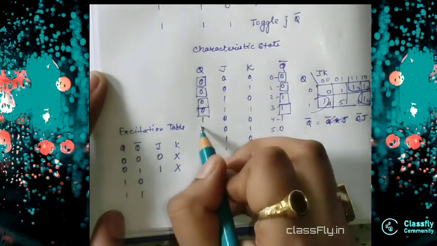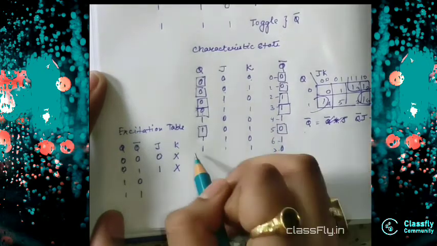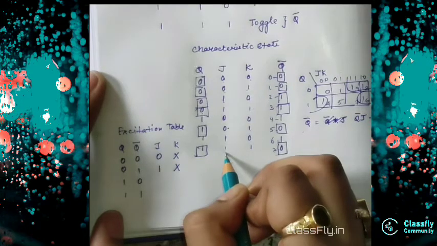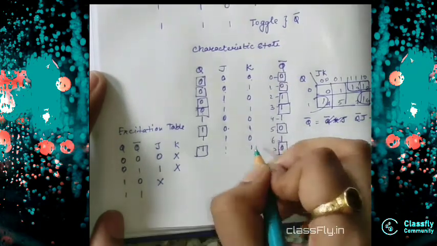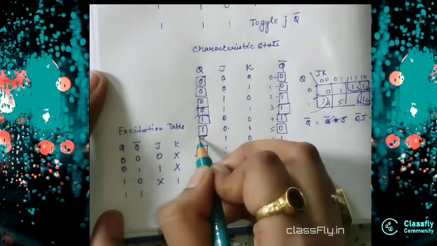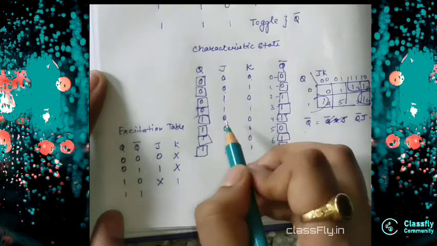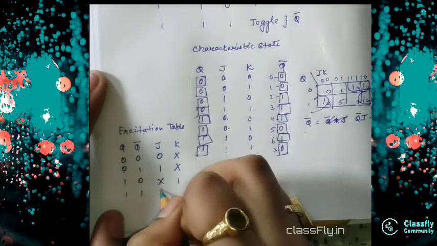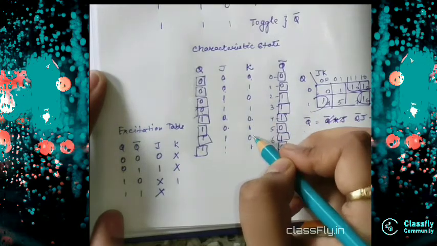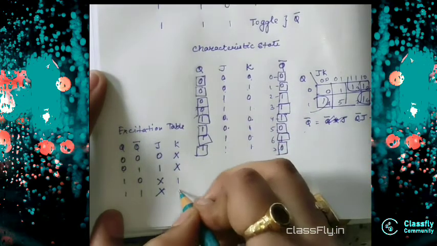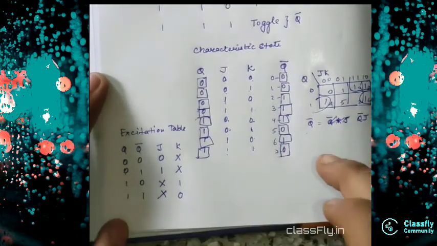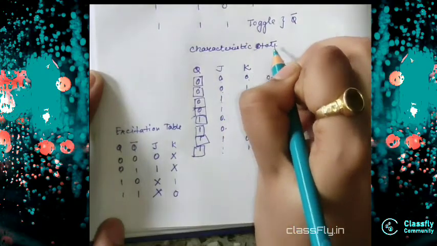Now 1 0, so this is 1, this is 0, this is 1, this is 0. So 0 1, it is changing, so I will write cross here, and 1 1, so I will write 1 here. Now 1 1 is this one, and 1 1 is this one. So 0 1, it is changing, so I will write cross here, and 0 0 is here, so I will write 0 here. So this is my excitation table, which I derived from the characteristic table, okay.